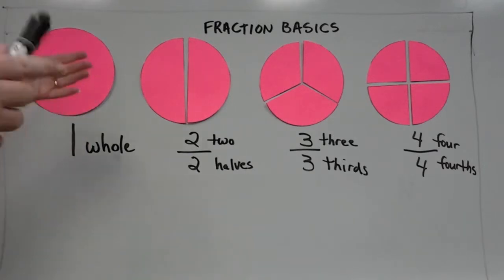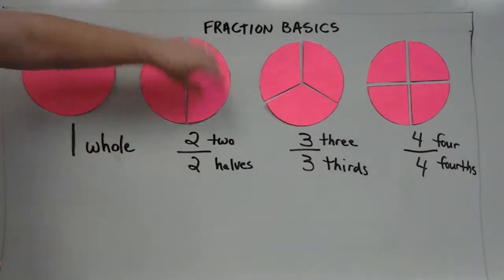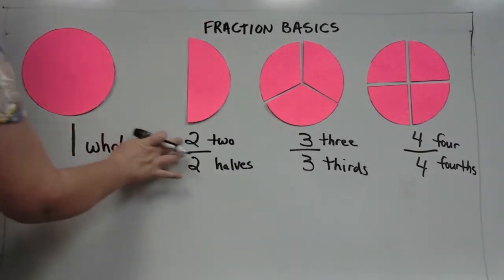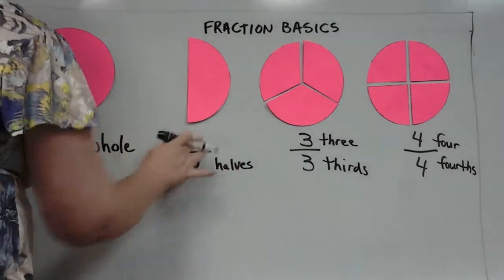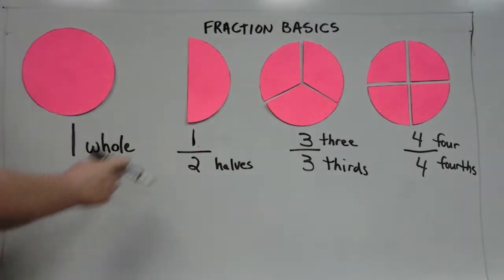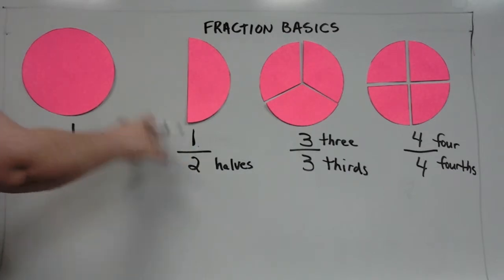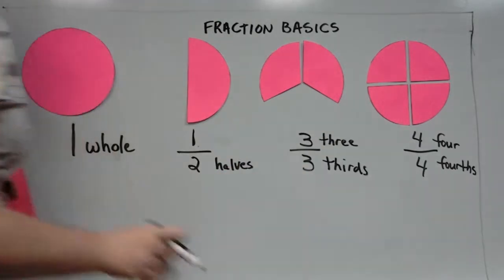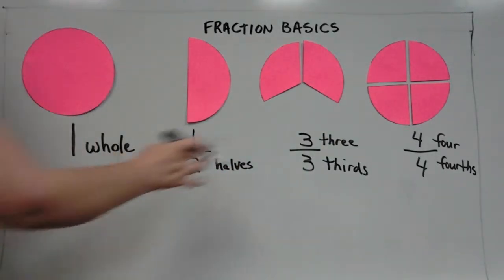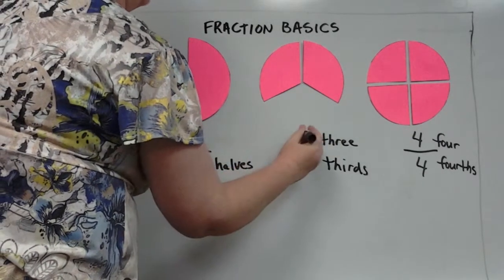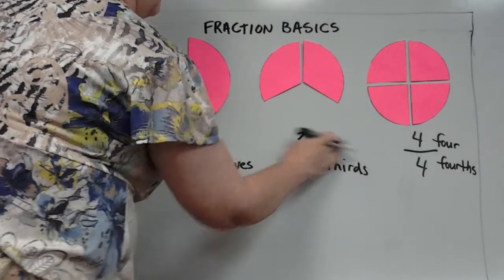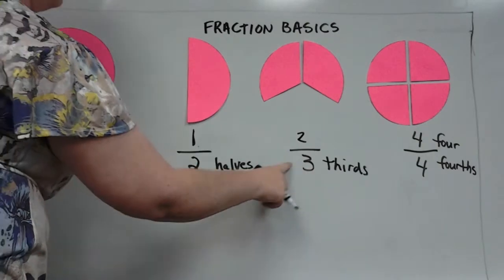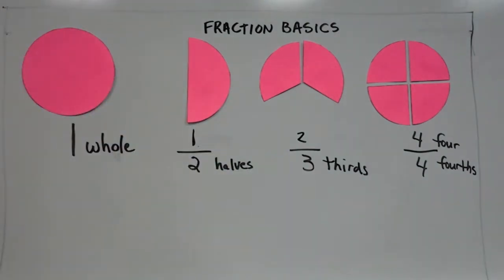Now, when you take one of these halves away, then you only have 1/2. Your number changes. It's saying 1 out of the 2 pieces that make up one whole. If you take 1/3 away, you have 2/3 left. That's saying 2 pieces out of 3 pieces that make up the whole.